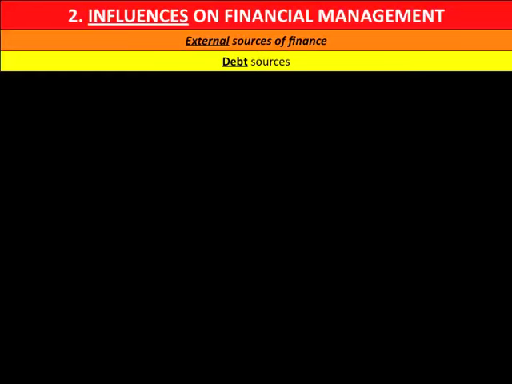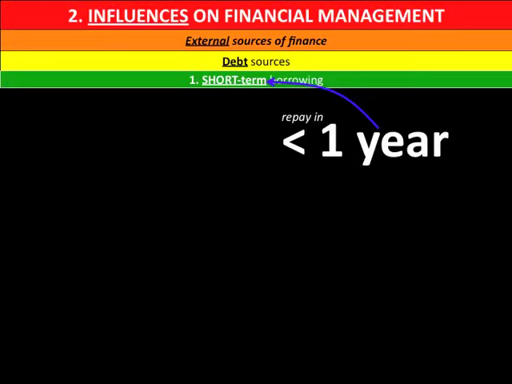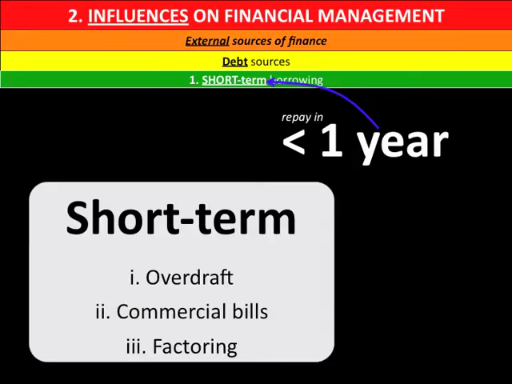When it comes to debt sources of external money, short-term borrowing means that you're going to repay it in less than 1 year. So short-term in this finance section means less than 1 year. For you, short-term might mean like 2 days, right? But in business studies, when you say short-term, it means less than a year, less than 12 months. And we're talking here about overdrafts, about commercial bills, and about factoring.